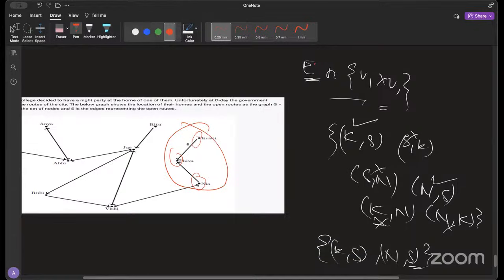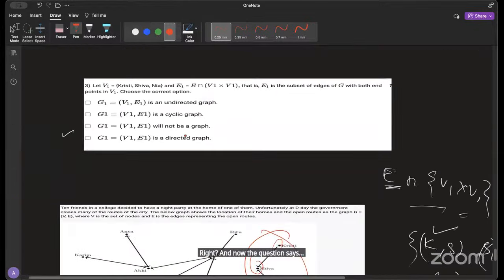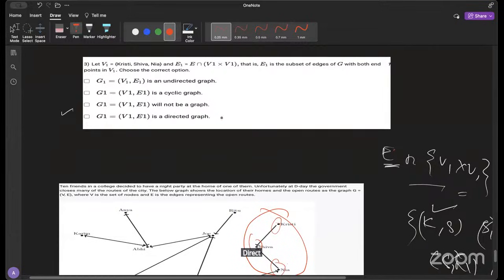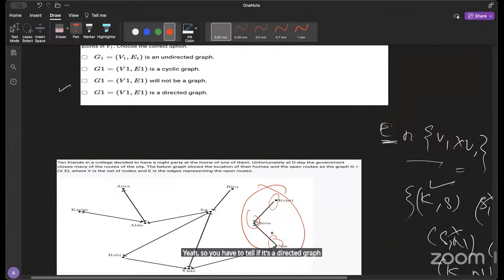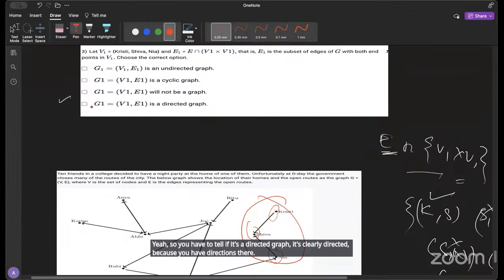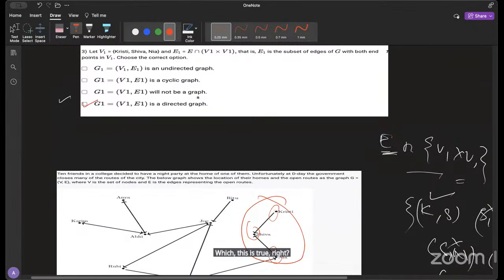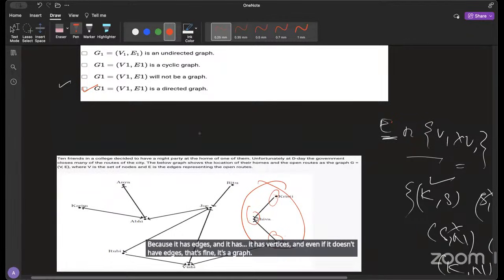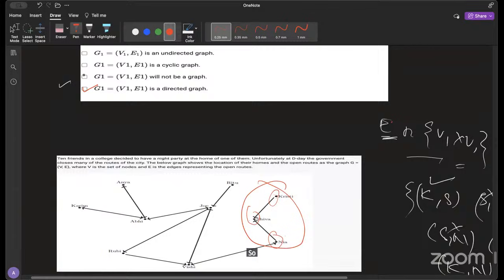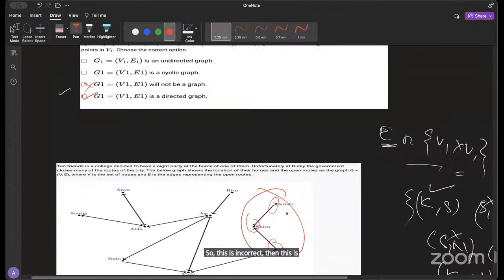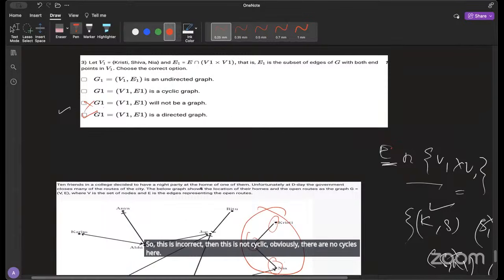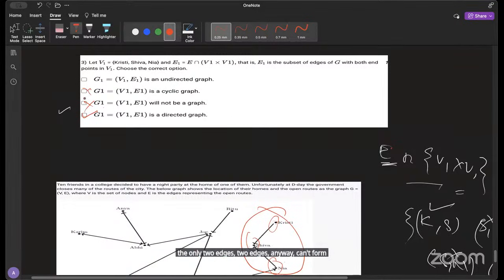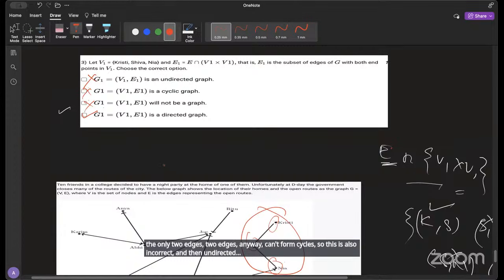And now the question says you have to tell if it's a directed graph. It's clearly directed because you have directions here. So this is true, right? And it's a graph because it has edges and it has vertices, and even if it doesn't have edges, that's fine. It's a graph. So this is incorrect. Then this is not cyclic. Obviously, there are no cycles here. There are only 2 edges. 2 edges anyway can't form cycles. So this is also incorrect, and then undirected is incorrect. Is that okay?